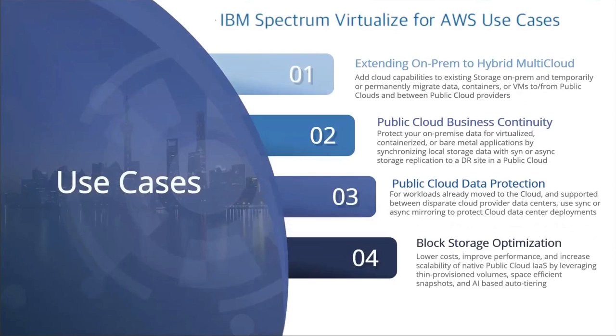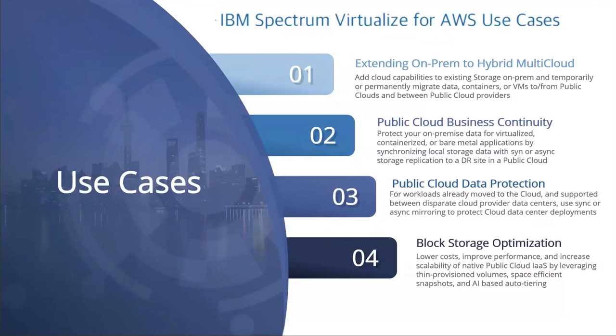All right, so let's talk about use cases from a high-level perspective. You have really 4 distinct groups of use cases. So I can extend my on-prem to multi-cloud. What does that really mean? That means I can temporarily move data to the cloud, or I can permanently migrate data to the cloud. It could be your data, your containers, VMs, from one cloud to another, from on-prem to the cloud. So it's the ability to extend your on-prem to a hybrid multi-cloud, incorporating at this point in time AWS or IBM cloud.